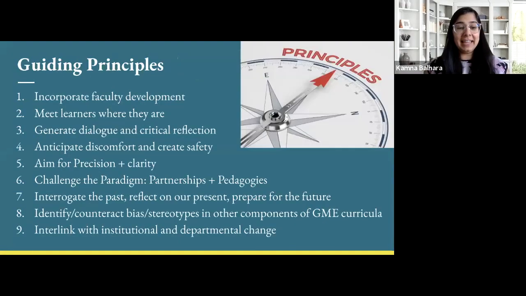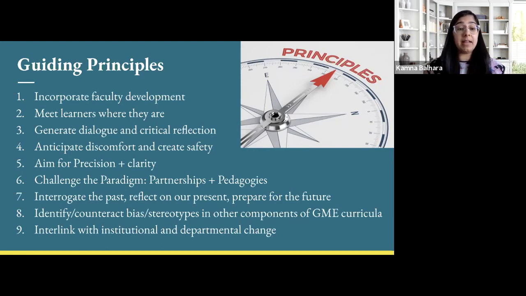Great. So with that, let's jump into the guiding principles that we plan to cover. They include faculty development, recognizing that not all learners are going to be on the same page, the importance of generating dialogue and a space for critical reflection, the importance of discomfort but harnessing it in a productive way, the need for precision in these conversations, how we can challenge the paradigm and think outside the box in terms of who we partner with and the pedagogical approaches that we use in anti-racist education. Also the three-pronged approach of looking into the past, thinking about the present, and preparing for action in the future.